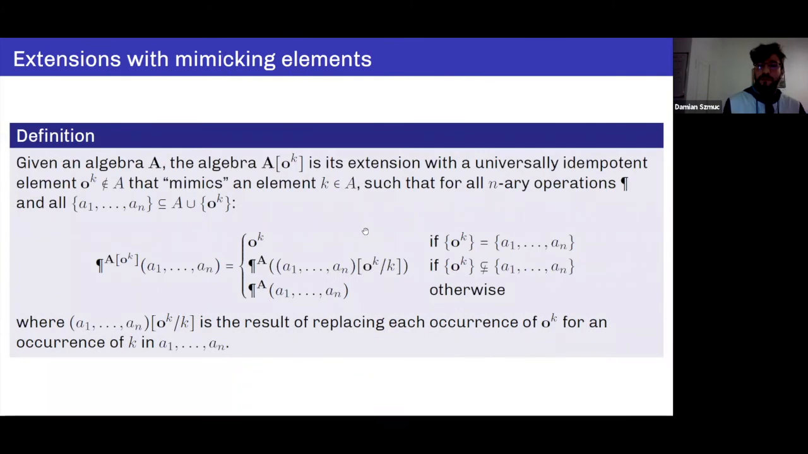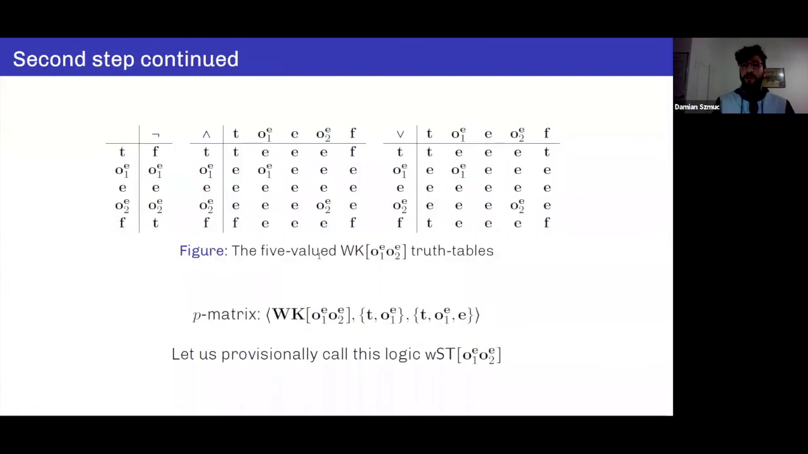But we can also look at the five-value structure that I show you as an extension of the weak Kleene algebra, not only with these mimicking elements, but also with mimicking elements which are universally idempotent. So they are idempotent for all operations. And this is exactly why I chose this terminology, right? It's the weak Kleene algebra extended with two mimicking elements which mimic the infectious element, and which are also universally idempotent, as suggested by the lemma that we had before for the satisfaction of the variable sharing principle, right?